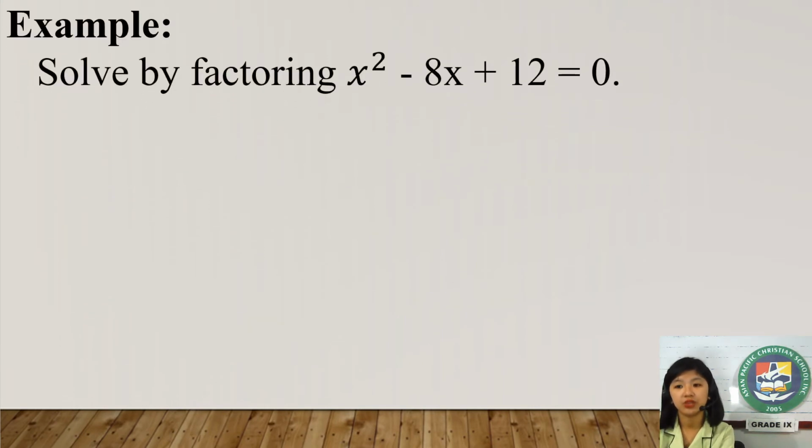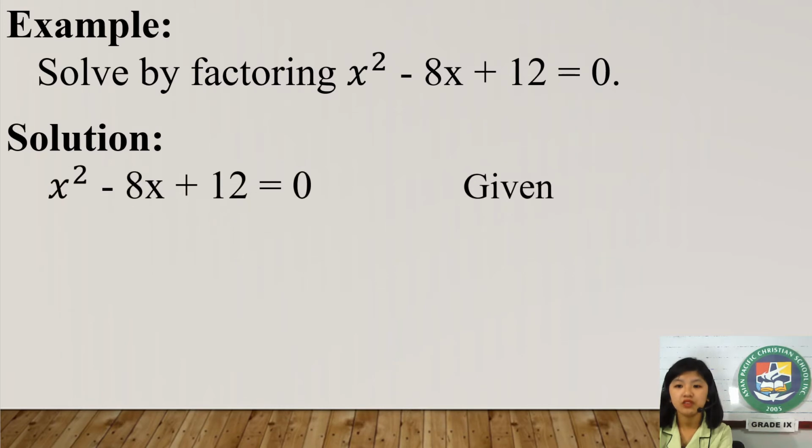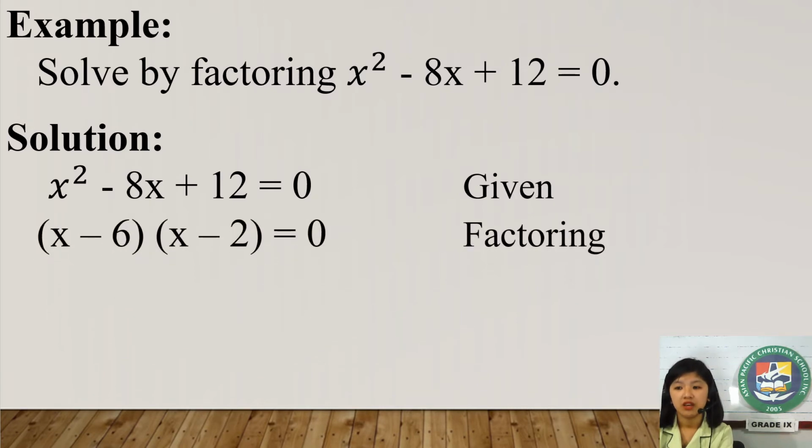Solve by factoring x squared minus 8x plus 12 is equal to 0. So, by factoring, ito yung solution. The given is x squared minus 8x plus 12 equals 0. Then, by factoring, so bakit siya naging x minus 6 and x minus 2?